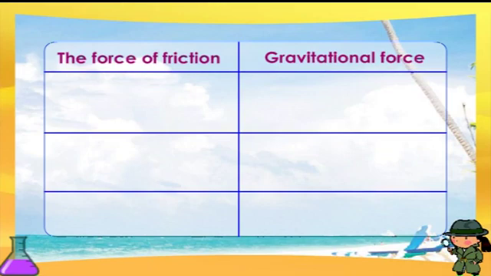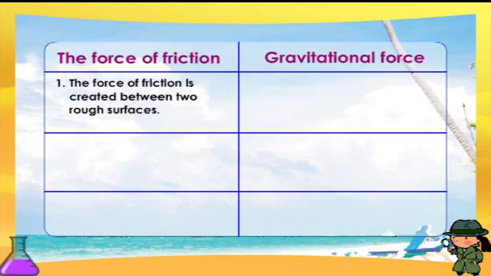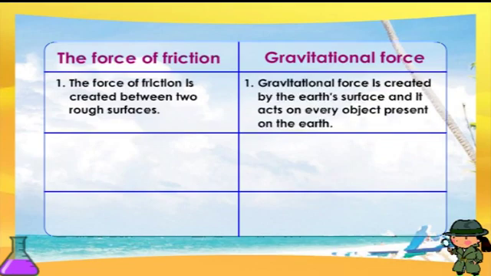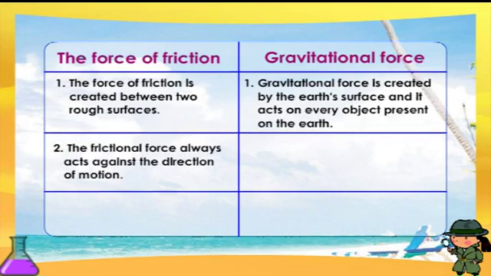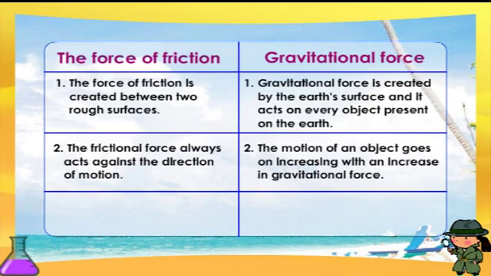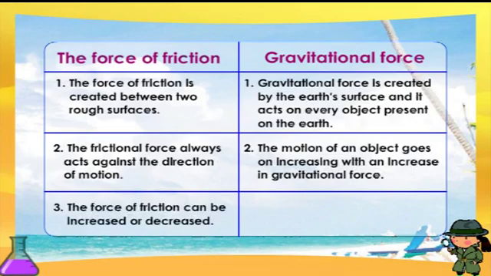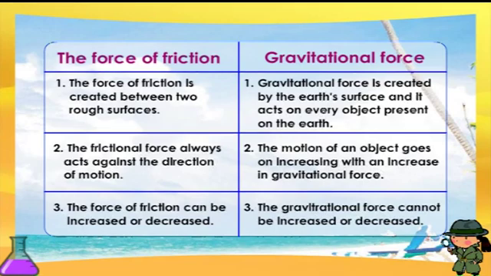The force of friction and gravitational force. The force of friction is created between two rough surfaces. Gravitational force is created by the Earth's surface and it acts on every object present on the Earth. The frictional force always acts against the direction of motion. The motion of an object goes on increasing with an increase in gravitational force. The force of friction can be increased or decreased. The gravitational force cannot be increased or decreased.